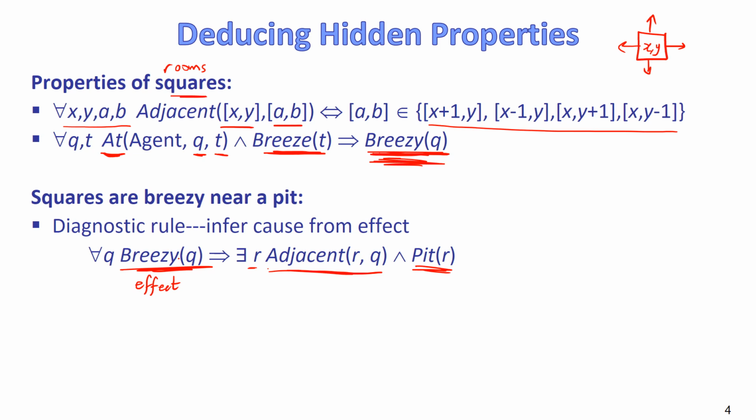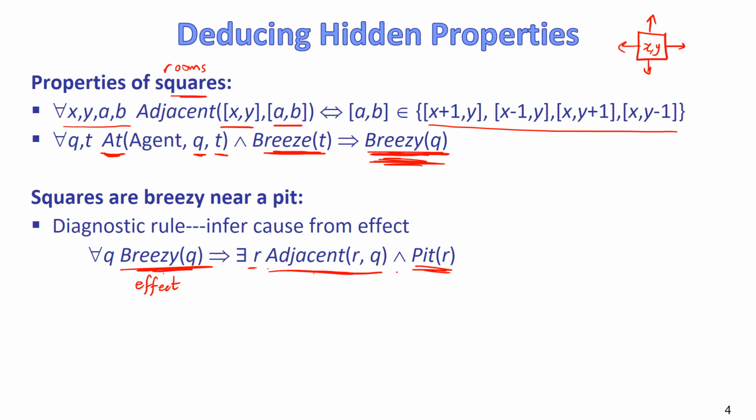So that's a very common example of inference and a need for inference. The relation between cause and effect. Of course, cause is leading to the effect, right? So sometimes we see the cause, then we infer that there will be an effect. And other times we see the effect and we want to infer the cause of that effect. In this case, we see the effect, we sense the breeze, then we infer the cause. And the cause here is that there is a pit in one of the adjacent rooms. So we call this diagnostic rule.